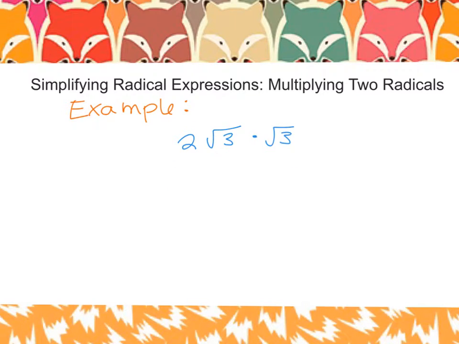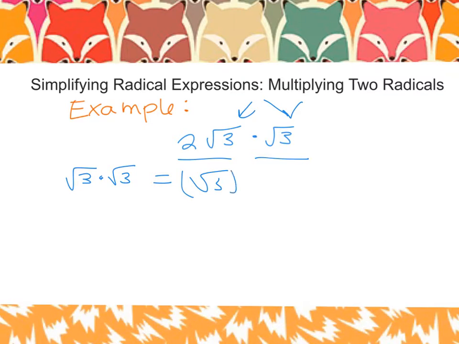Now this example is more of what you're going to encounter in this unit, where we are multiplying an expression that has a number times a radical times another radical. And often in our special right triangles, we'll see that we are multiplying the square root of 3 times itself. So just remember that when we take the square root of 3 times the square root of 3, that's the same as saying the square root of 3 squared.